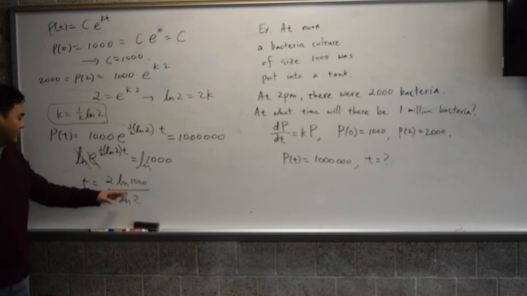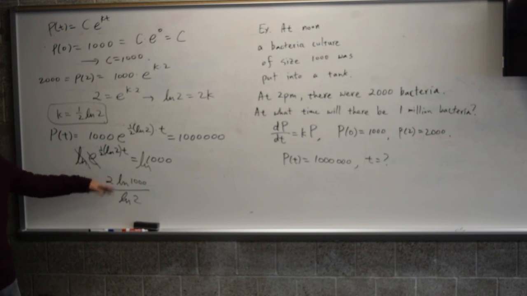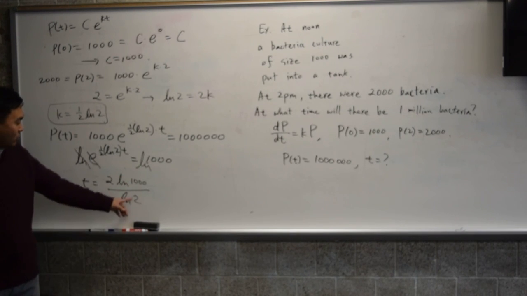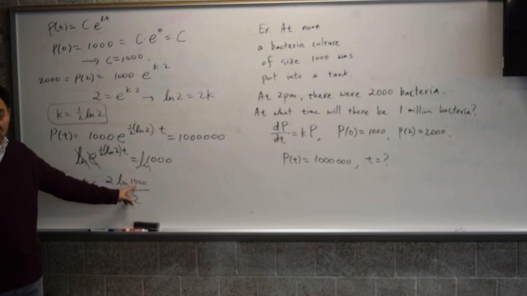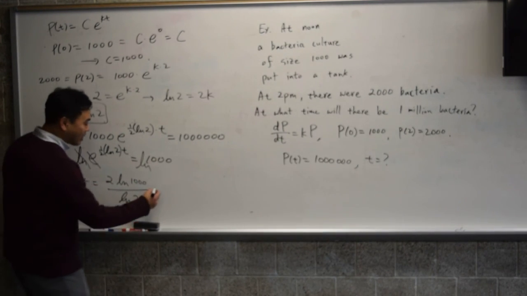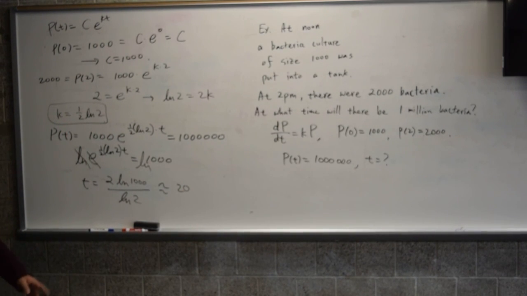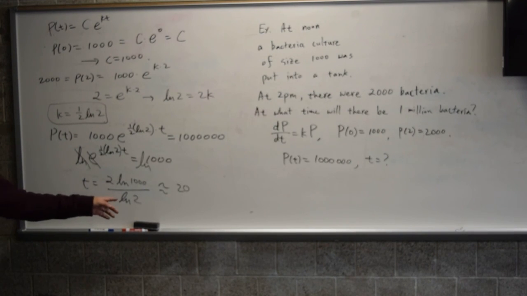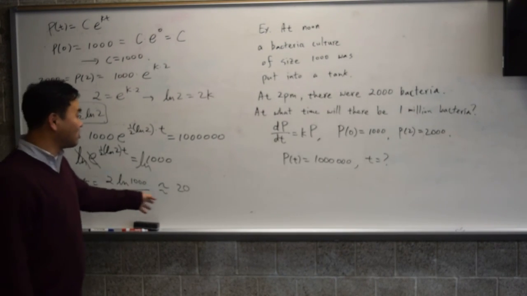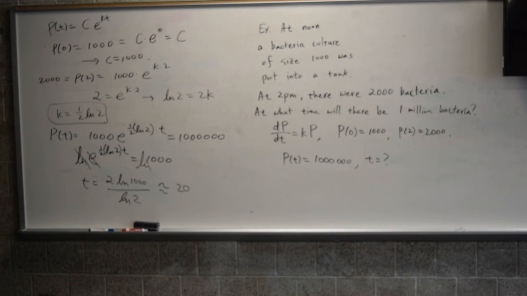I mean, you'll need to use a calculator to figure this out, but I know that 2 to the 10th power is about 1,024. So this is about 10, so it's about 20 hours from noon. So let's see, 12. On the following morning, 8 a.m., you'll be seeing about 1 million bacteria in the tank. That's what you figure out. Okay. That's all we have for today.